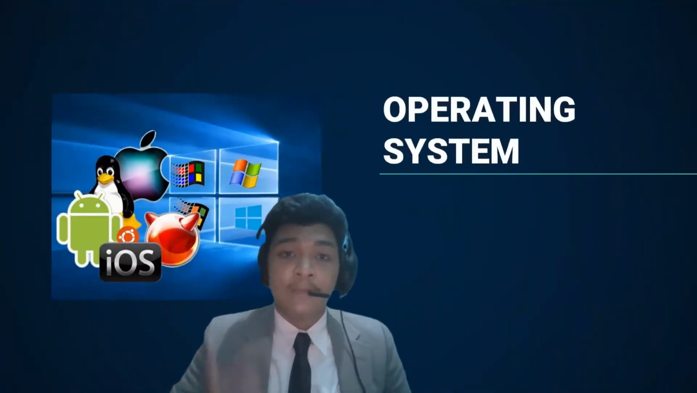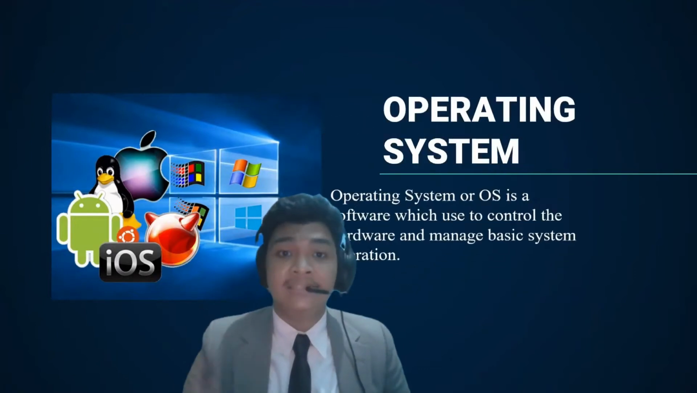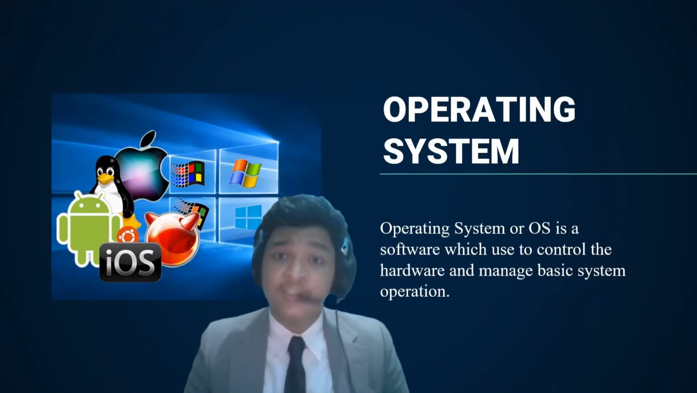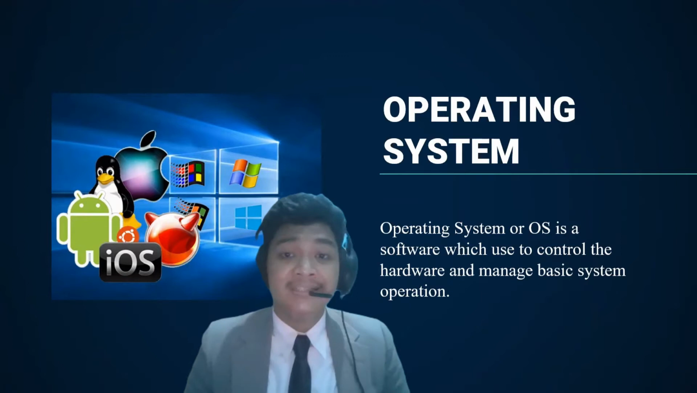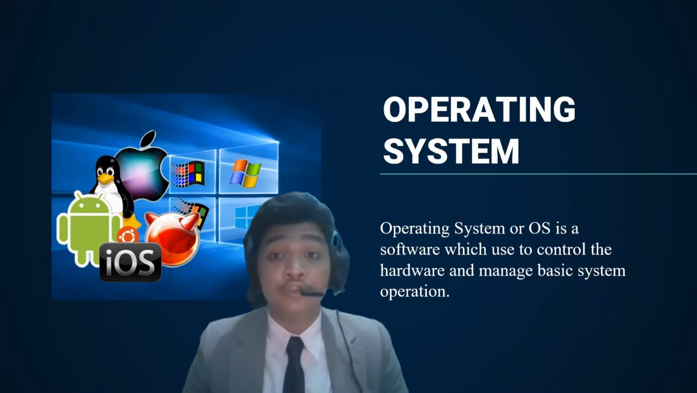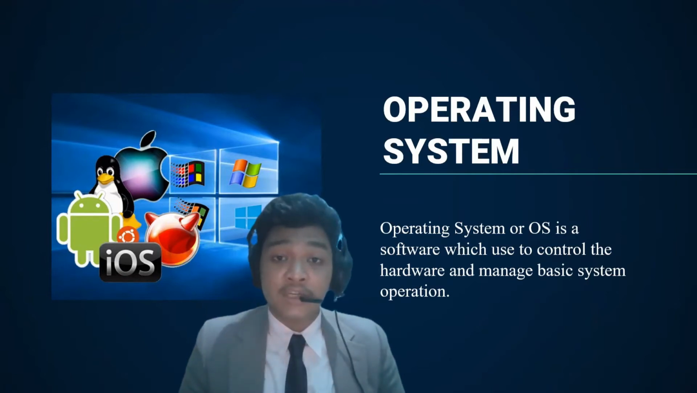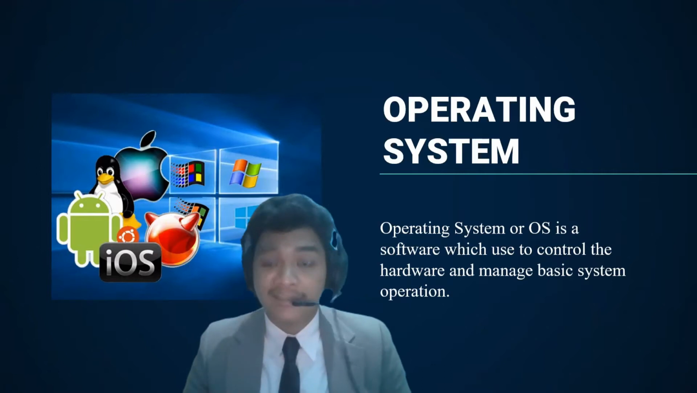Do you know what is Linux, Windows, Mac iOS, and Android? Those are all operating systems. So, what is an operating system? An operating system is software which is used to control hardware and manage the basic system. An operating system is also a manager of hardware resources.